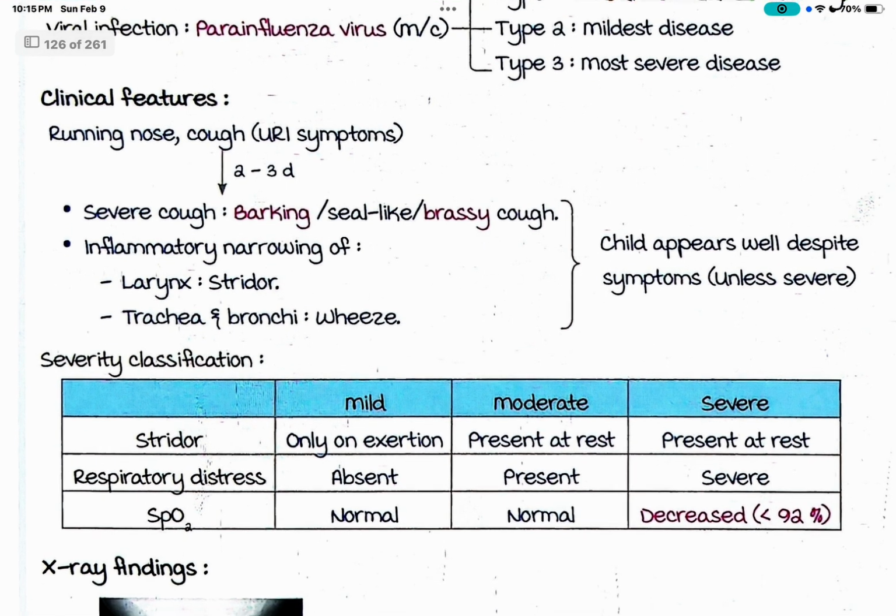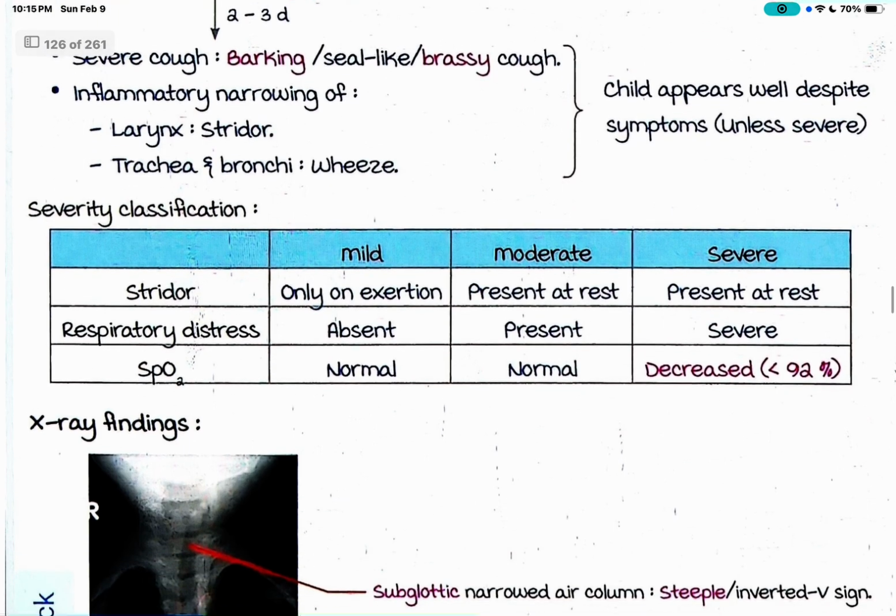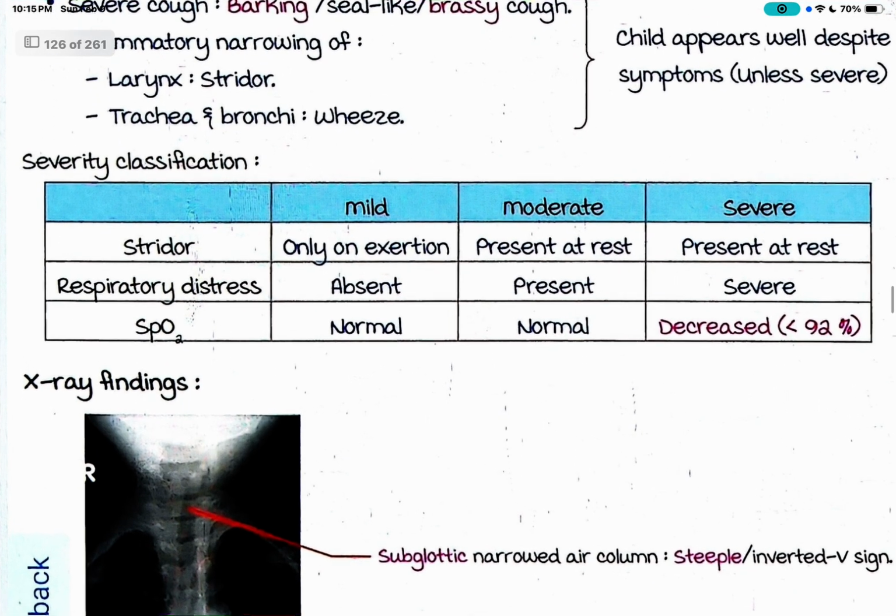Clinical features: running nose, cough, upper respiratory tract infection. Symptoms: in 2 to 3 days, you have severe cough, barking, seal-like brassy cough, inflammatory narrowing of larynx, stridor, trachea, and bronchi, wheeze. Child appears well despite symptoms unless it's severe.